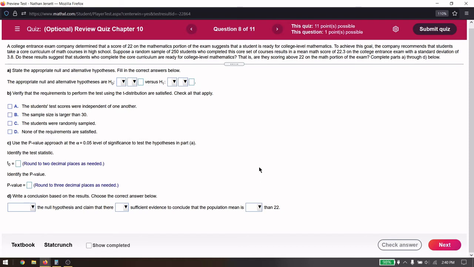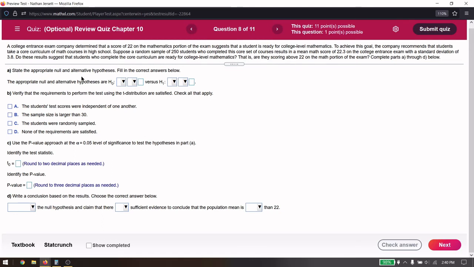All right, college entrance exam, determine the score of 22 in the mathematics portion. To achieve the goal, companies recommend. Okay, we have a random sample of 250 students. Results in a mean math score of 22.3. Standard deviation of 3.8. The results suggest they are ready for it. That is, are they scoring above 22 in the math portion of the exam?